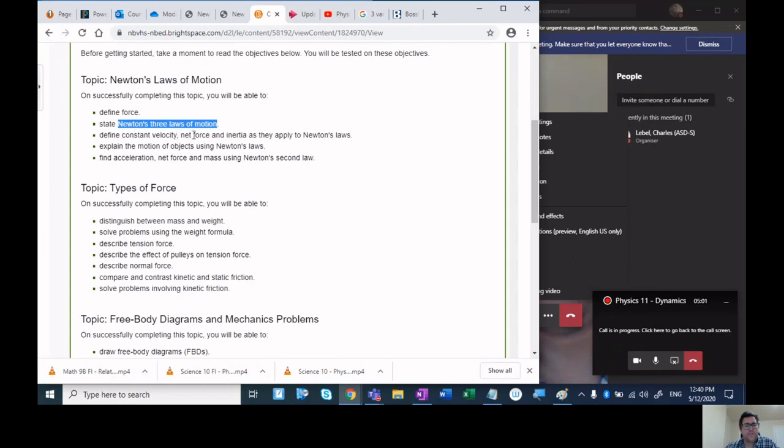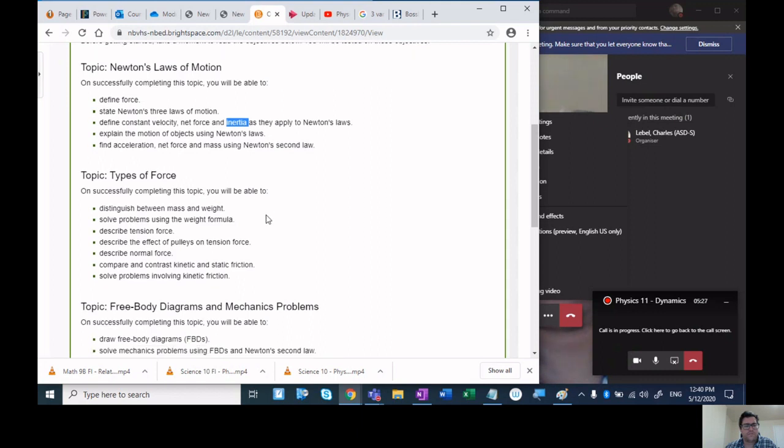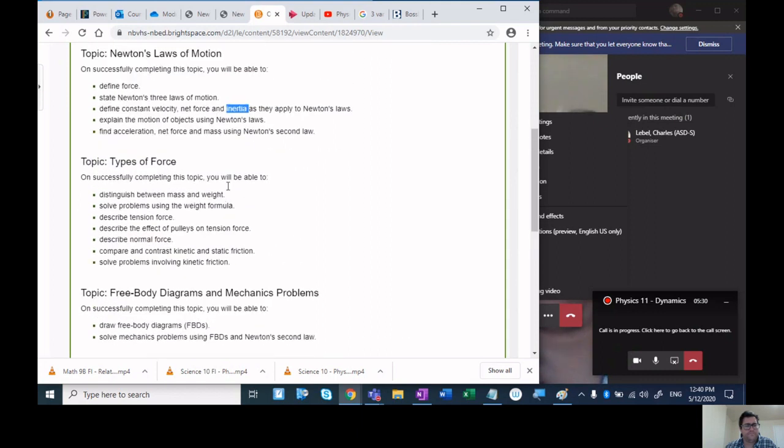Define constant velocity, net force. So we know what constant velocity is, right? No acceleration. Net force comes from the total of forces. Inertia is the tendency of a body to continue on its path and at its speed, unless we apply force. Motion of objects. It's kind of long to know all this, right? Can we just move on?